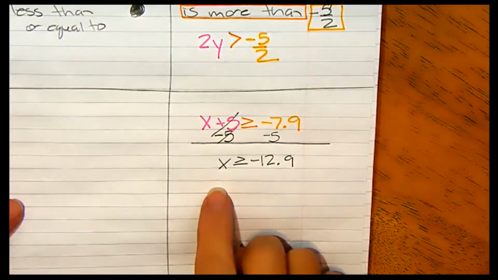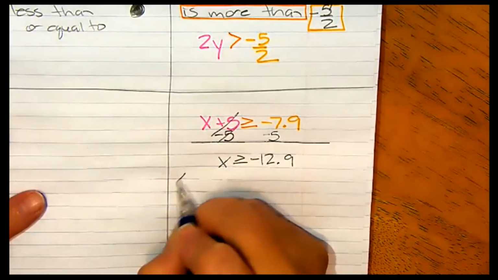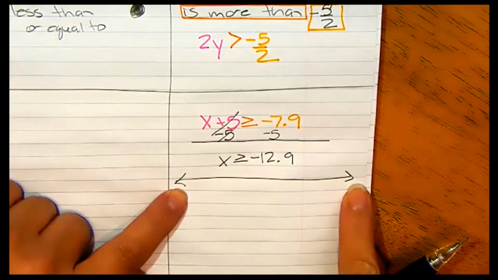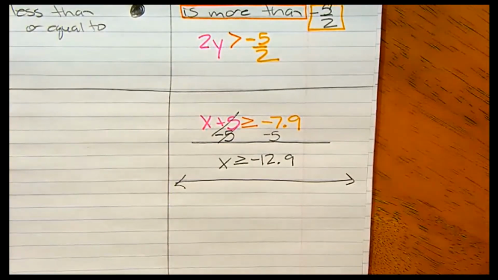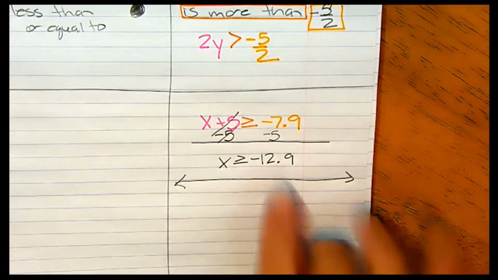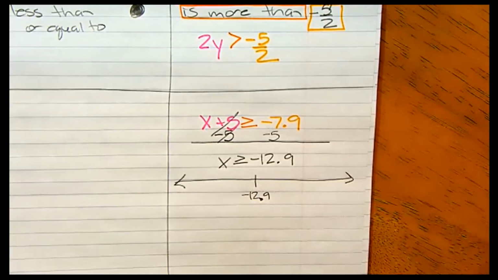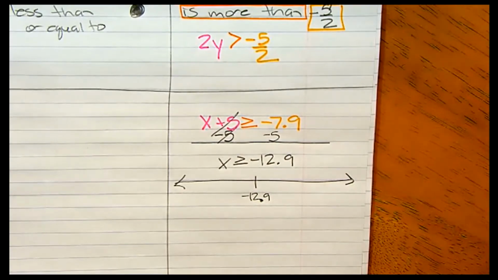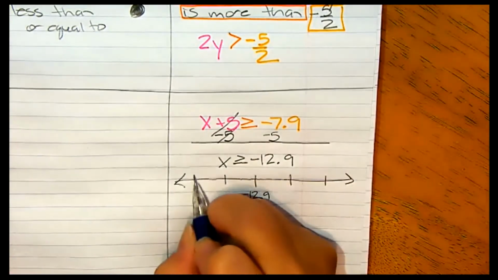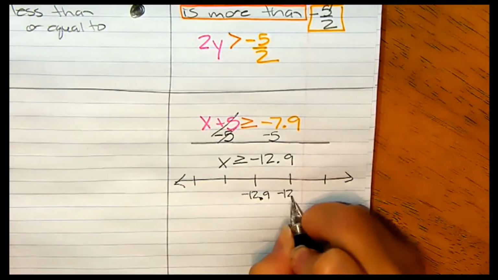Now I have to graph this inequality. When we graph an inequality, we have to start with a number line. We put an arrow on each side that says the number line goes on forever in both directions. We're going to take our target, this is the target, and put it in the middle. Then I like to go 2 tick marks to the right and 2 tick marks to the left. And yes, you have to label them.